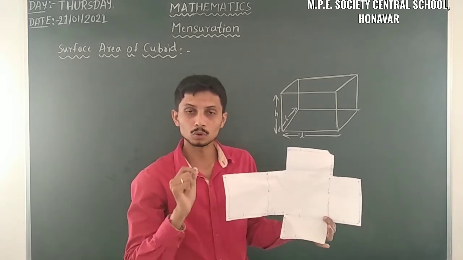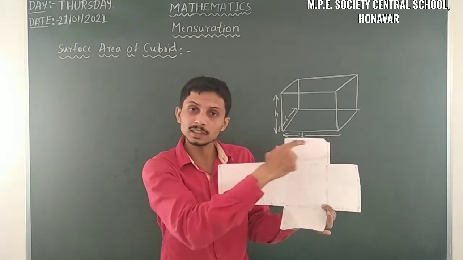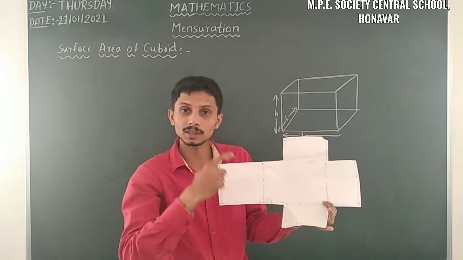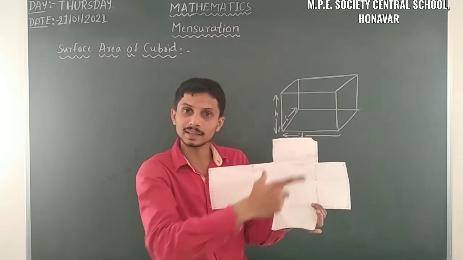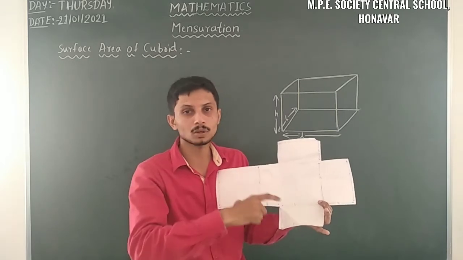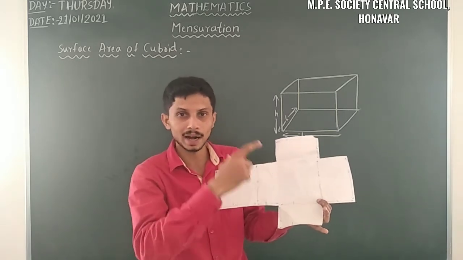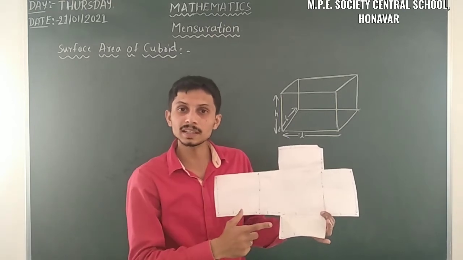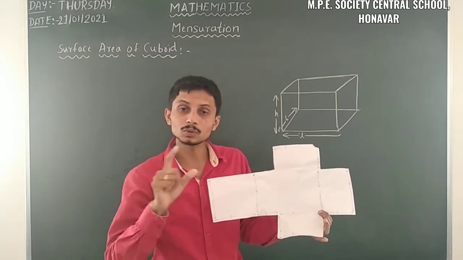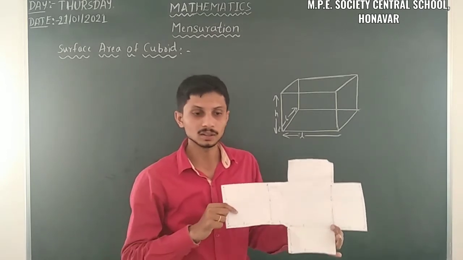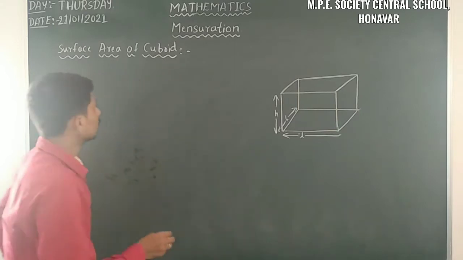the cuboid. That means the surface area of this complete cuboid, whatever the complete cuboid we have, is the sum of the surface areas of each of these rectangles. When we find the surface area of each and every rectangle and add all those together, we can get the surface area of the cuboid. It is not only the surface area, it is the total surface area. So let us take the formula.